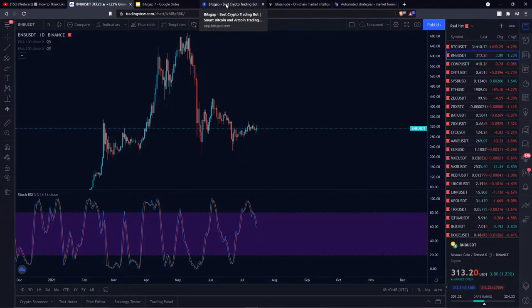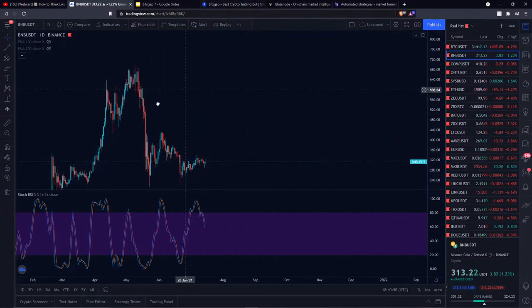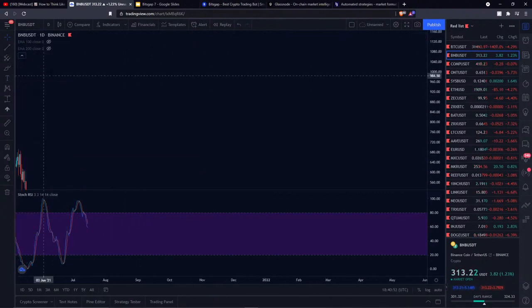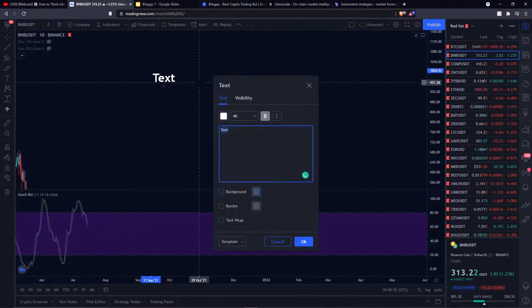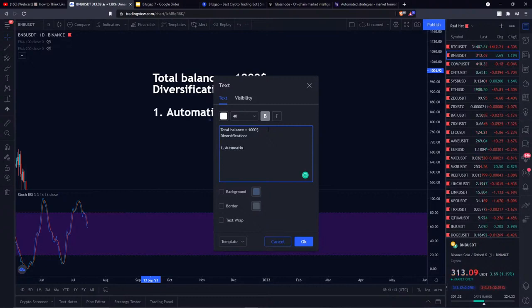So never put all your money in one trade. Let's have this kind of example. Let's say your total balance is $1,000, right? So now is the time for you to figure out the diversification, and by diversification, I mean using several strategies. The first one that you might use is automation. You can allocate, let's say, 50% out of this total balance, and that's going to be $500, right?